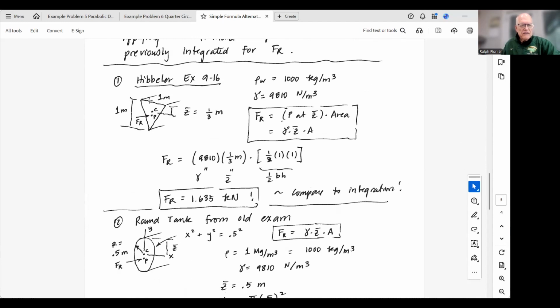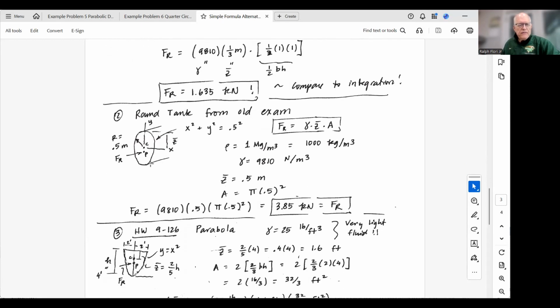It's 1 meter high by 1 meter. Rho is 1,000 kilograms per cubic meter. Gamma is 9810 newtons per cubic meter. Our F_R is gamma times Z bar times A. So gamma is 9810. Z bar is 1/3 meter. And the area is 1/2 base times height, or 1/2 times 1 times 1. And you get F_R is 1.635 kilonewtons on the end of this triangular tank. Way easier than an integration.